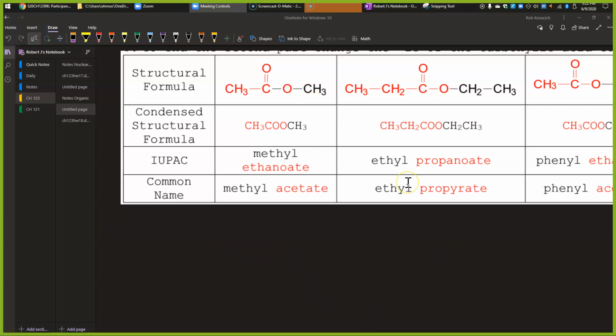Okay, so how is this molecule made? Well, it's created when an alcohol and a carboxylic acid come and connect to each other. So what do you have? What constitutes a carboxylic acid? What do you have to have?